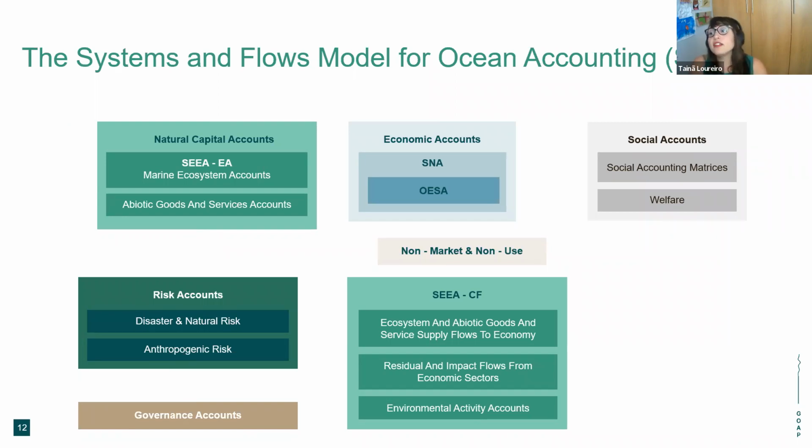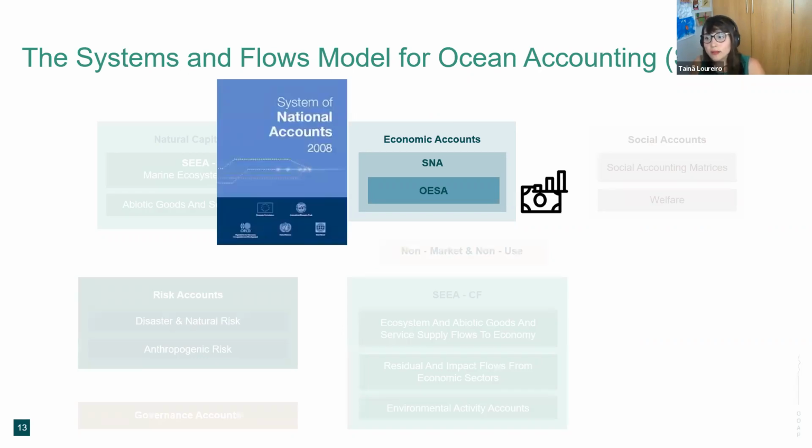So the boxes represent the individual accounting systems I was talking about, of which some are already established and follow international statistical standards, and others are novel and are being tested and adapted. So let's see one by one. In the center here, we have the economic accounts, which are guided by the System of National Accounts, known as SNA. The SNA provides economic metrics using a sectoral approach. And within the economic accounts, we have the ocean economy satellite accounts, which focus particularly on the economic contribution of ocean sectors.